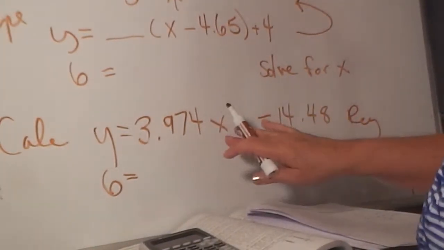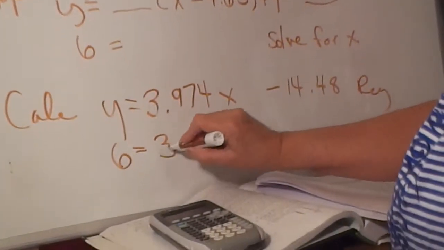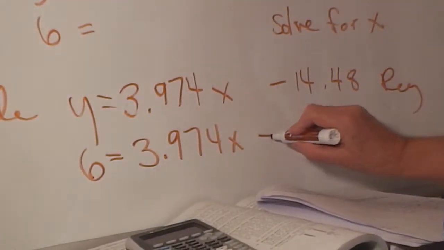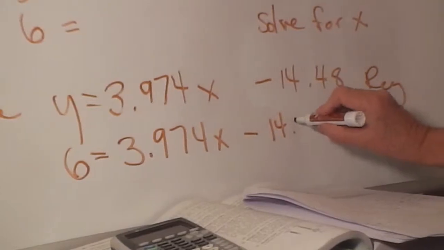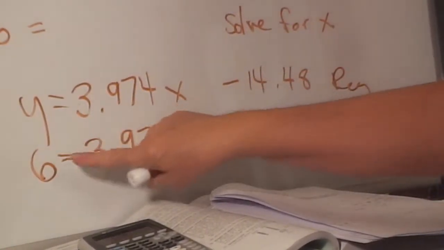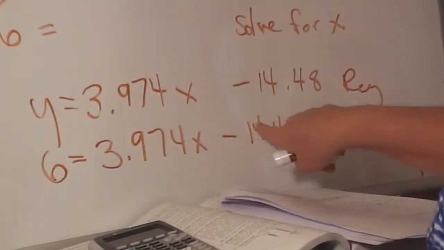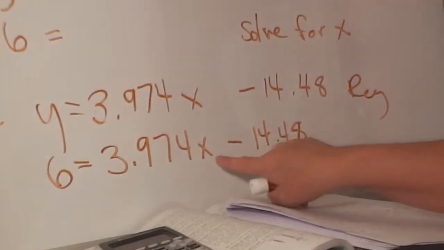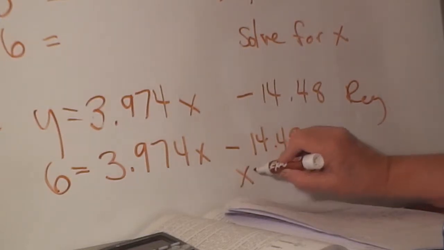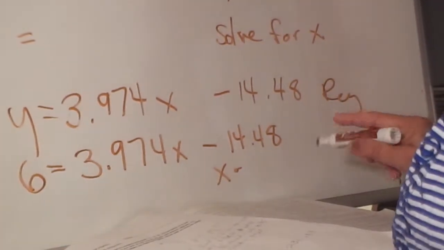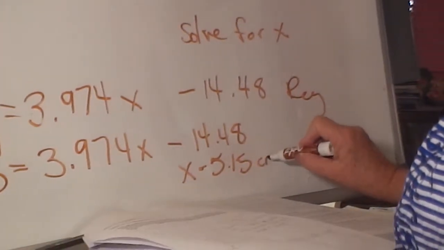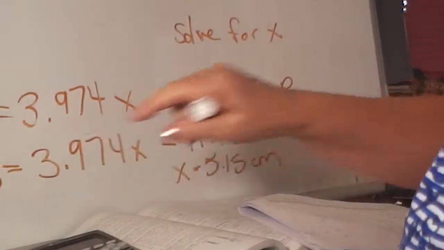If I used my regression equation to find out the size of somebody's finger if they wore a size 6 ring, I would add 14.48 to both sides, divide by 3.97, solve for x, and you should be able to come up with x being about a 5.15 centimeter finger if you wear a size 6.